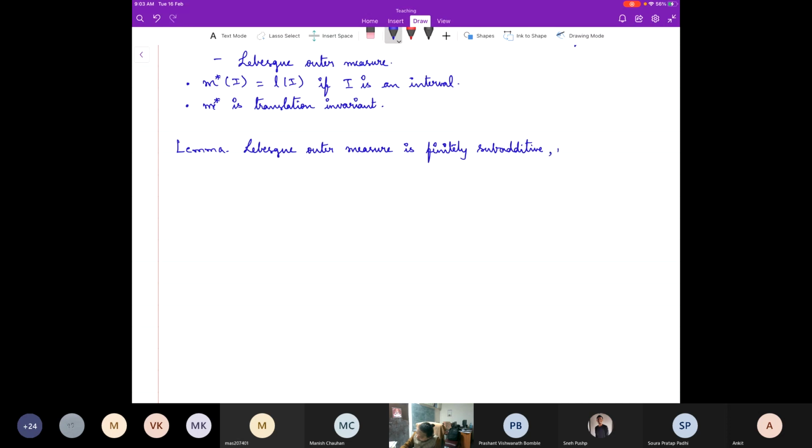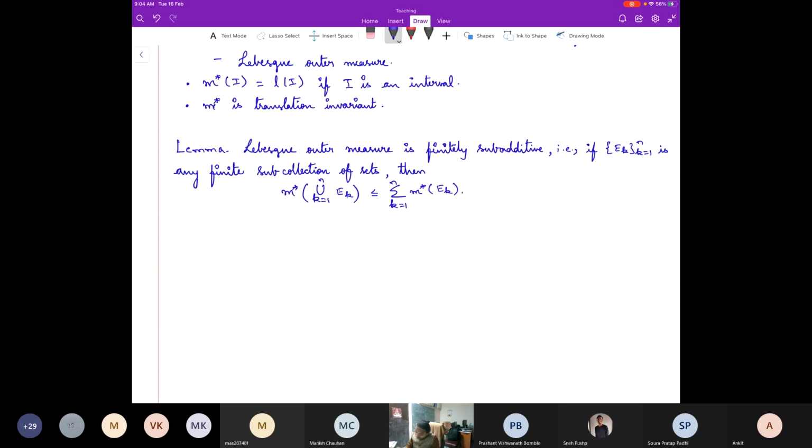That means, if E_k, k from 1 to n, is any finite collection of sets, then m star of the union is less than or equal to the sum of the outer measures of the individual sets. So this is what is known as finite subadditivity.